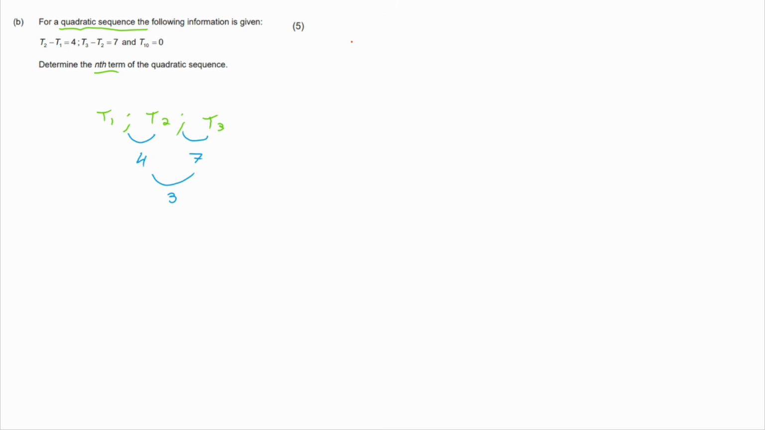The general formula for a quadratic sequence is an squared plus bn plus c. To determine the nth term, we have to know a, b, and c. We know that 2a is equal to 3, so a is 3 over 2. Then we know that 3a plus b is equal to 4. This is just theory that you need to memorize, because these formulas are not on the formula sheet.